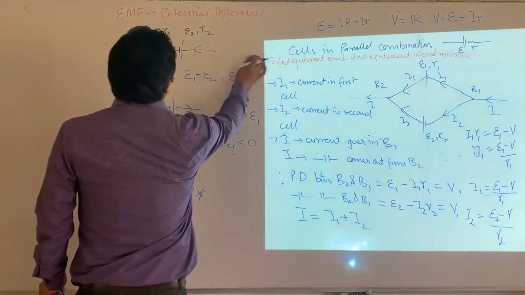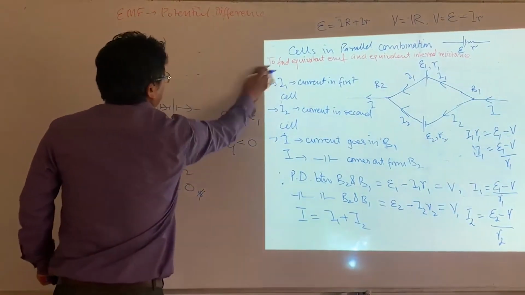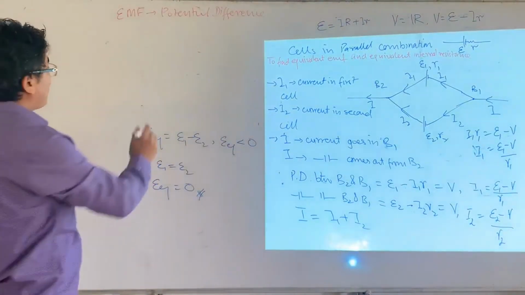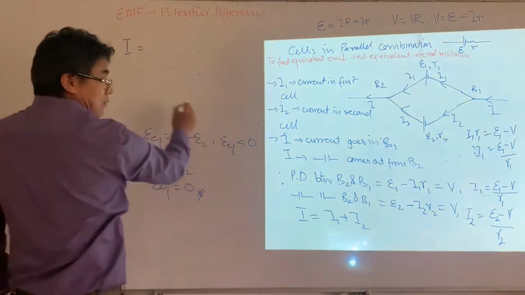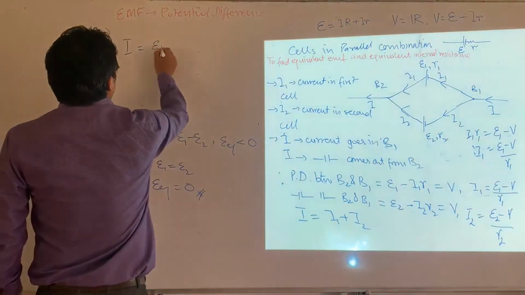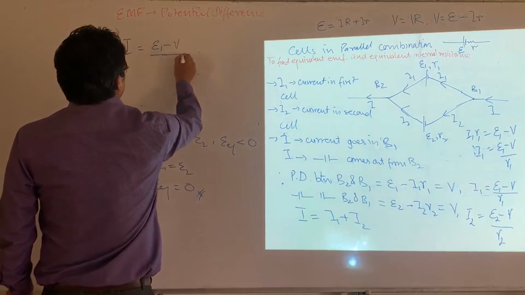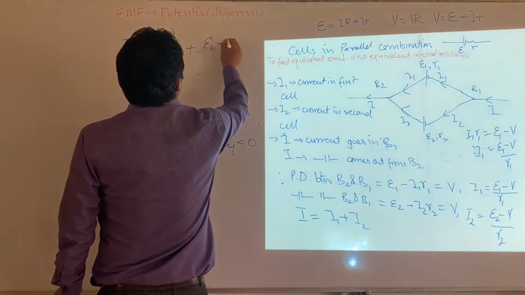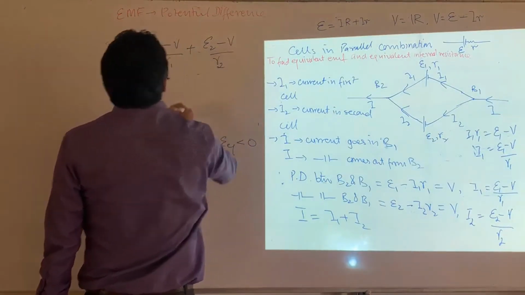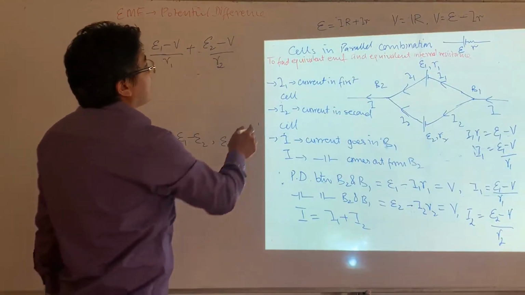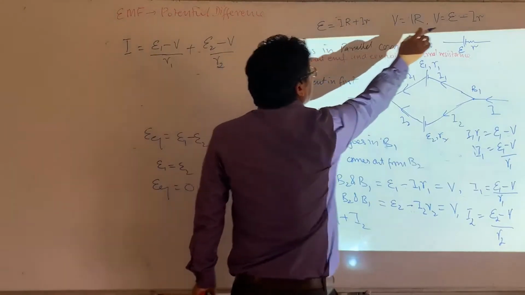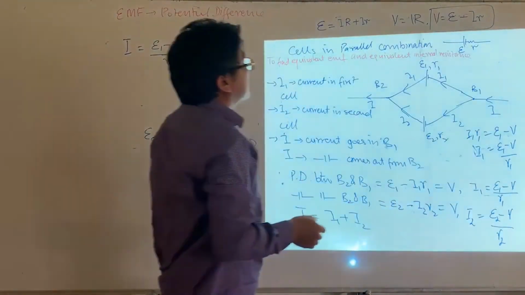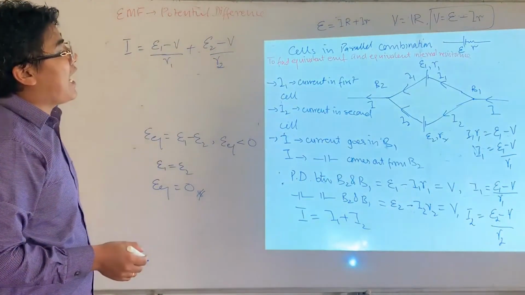Now, look here. For I1 and I2, so I is going to be, what is I1? EMF 1 minus V divided by R1 plus EMF 2 minus V divided by R2. So our objective is what? Is to write it in this form. Our objective is to figure out the equation in this form: V is equal to EMF minus IR.